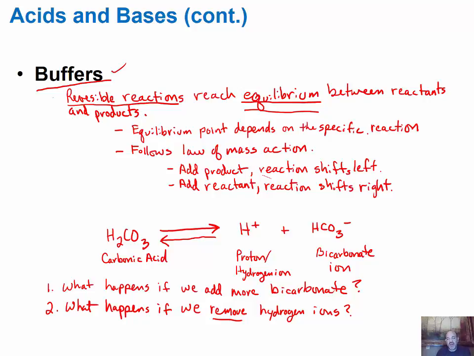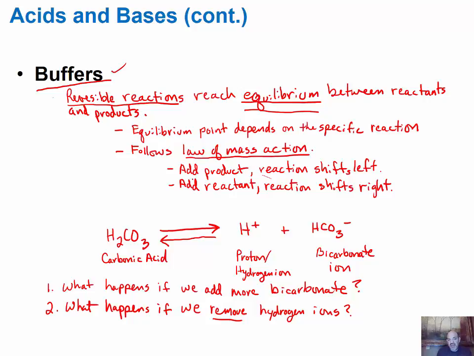So you might have, for every 20 molecules on the left, or particles on the left that are reacting, you might only get one on the right. And that ratio will stay pretty consistent. So that equilibrium point will depend on what you have. And these reversible reactions are going to follow what's called the law of mass action.